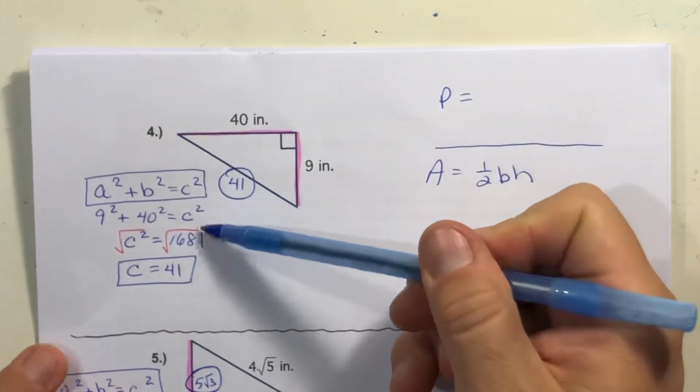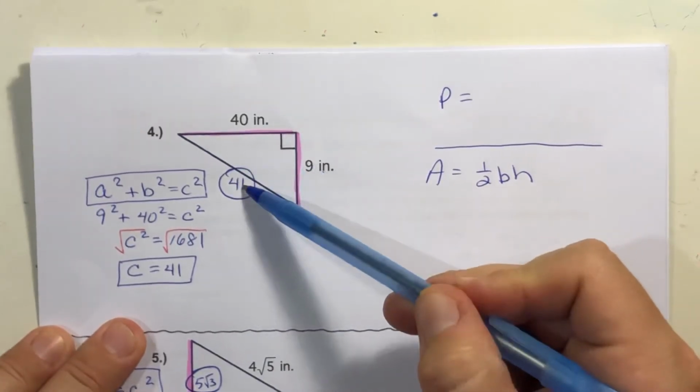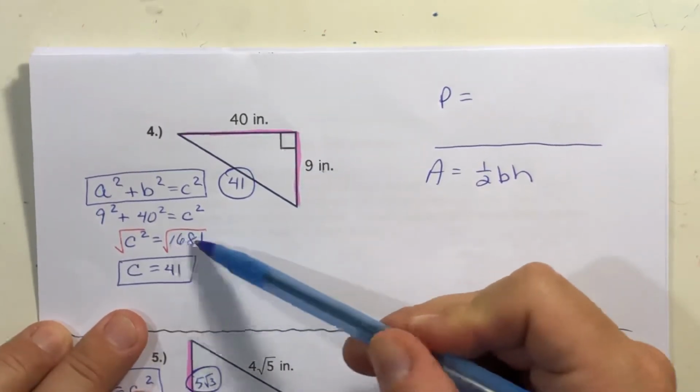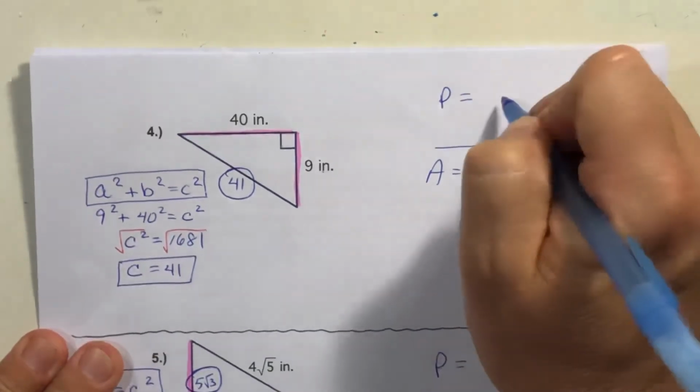Here are my calculations using the Pythagorean theorem. A squared plus b squared equals c squared. So we found out, actually, taking the square root of 1681 is a nice whole number. All right, perimeter, this should be easy, right?